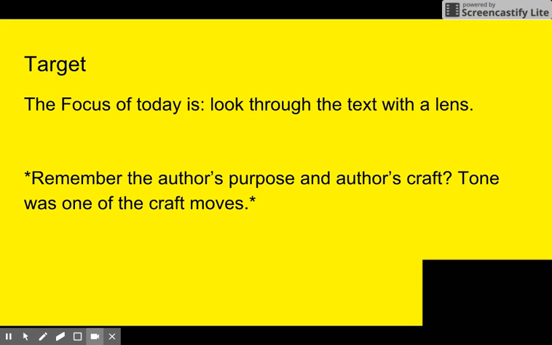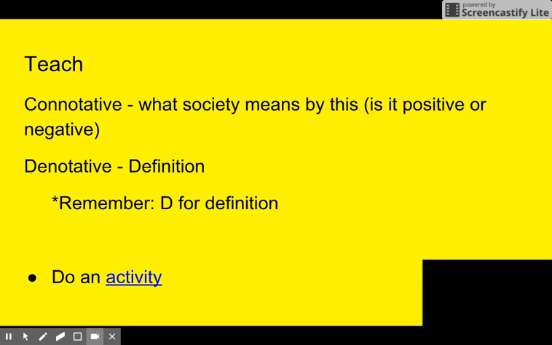Today we're going to be focusing on looking through the text with a lens. Do you guys remember when we were doing author's purpose and author's craft from last month and the month before? Well, tone was in one of those craft moves, and that's what we're going to be working with in our essays. And again, this is a little bit of a review with connotation and denotation.